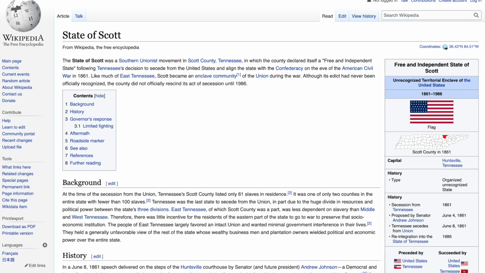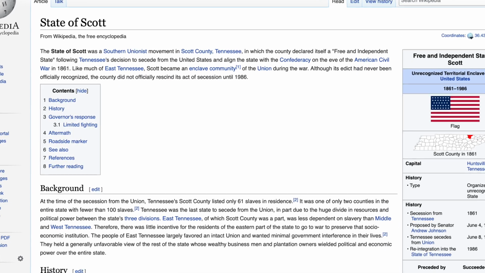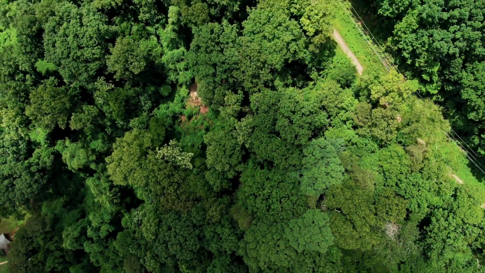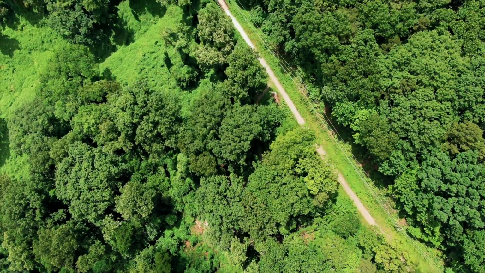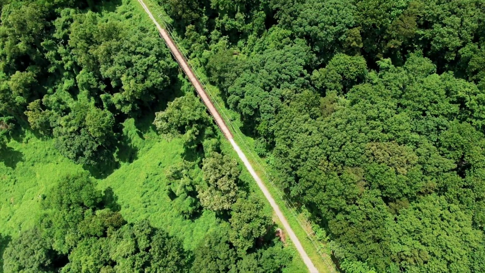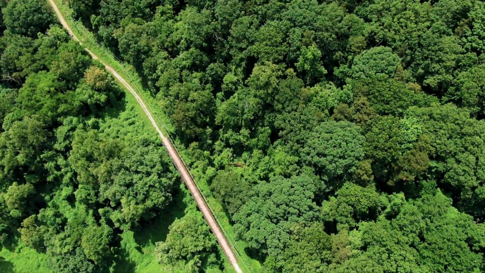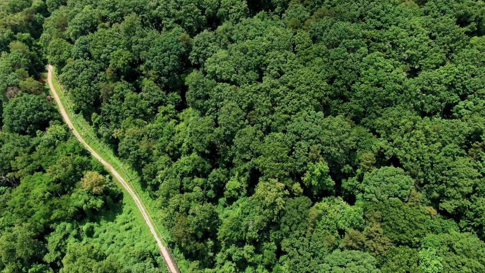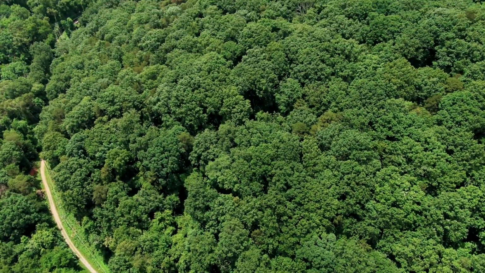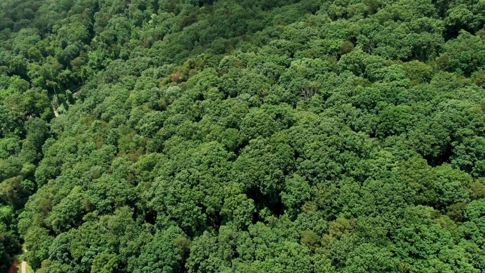The reason this county in particular acted the way it did was because it was part of East Tennessee, which wasn't as reliant on slaves as the rest of the state. And in fact, in the county, there were only 61 slaves. The county court approved the Declaration of Independence, and soon after, the governor of Tennessee sent 1,700 troops to quell what he saw was a rebellion.